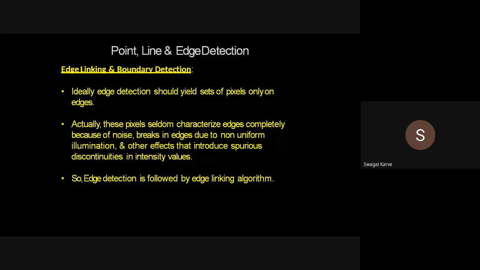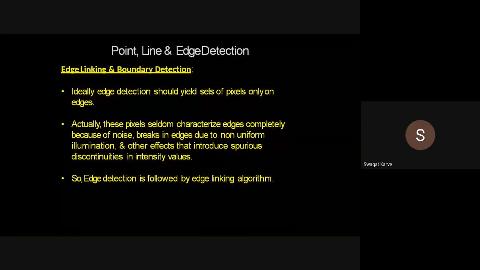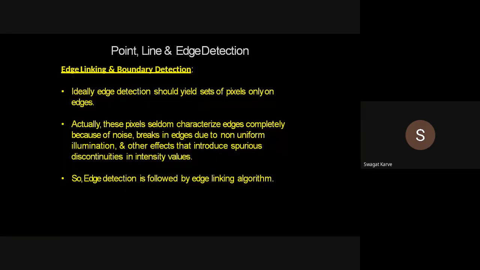For example, we have discussed different masks for the line detection: minus 45 degree, plus 45 degree, horizontal, vertical mask. So that is for the line detection. But when you are talking about the edge detection, first we have to define some edge model.